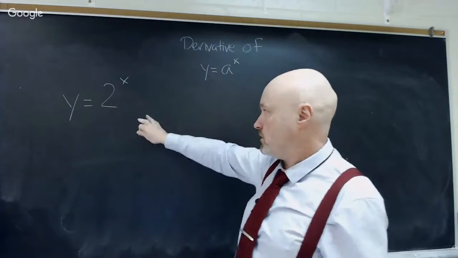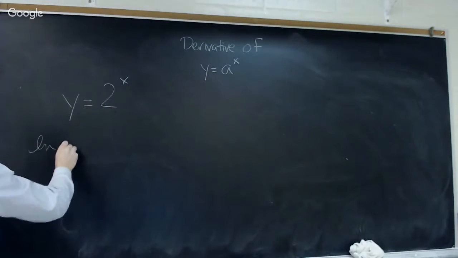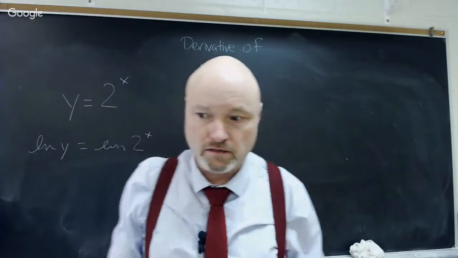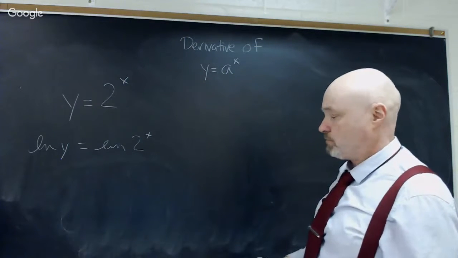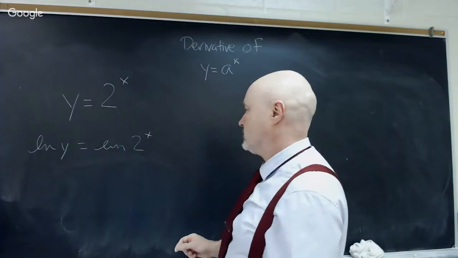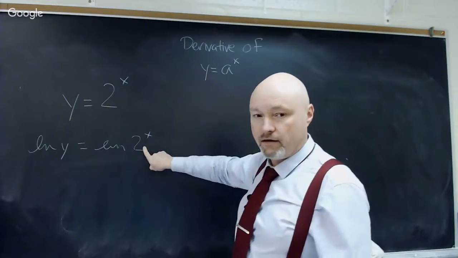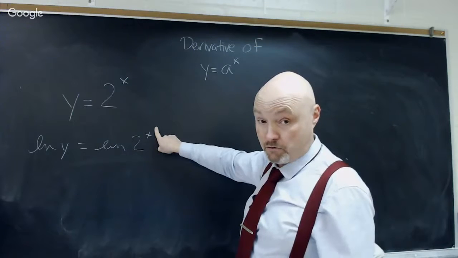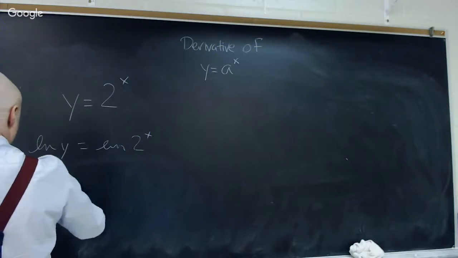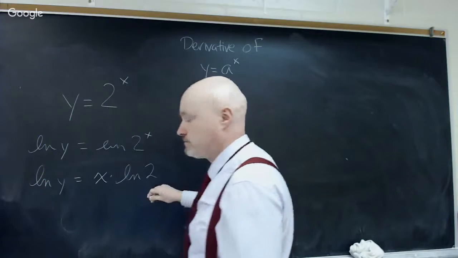So what I want to do is make this into not an exponential function. And so I'm going to take the natural log of both sides. Sorry, this is kind of a proof that involves a little bit of implicit differentiation again, which I'd done before. The log of something with an exponent, using our log rules, the exponent can be written in front. So the natural log of y is equal to x times the natural log of 2.